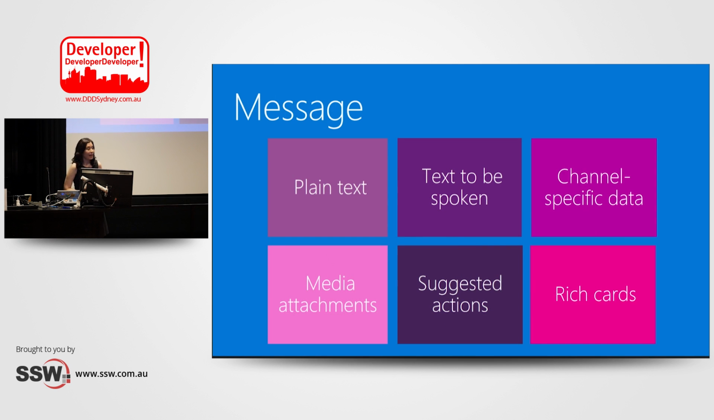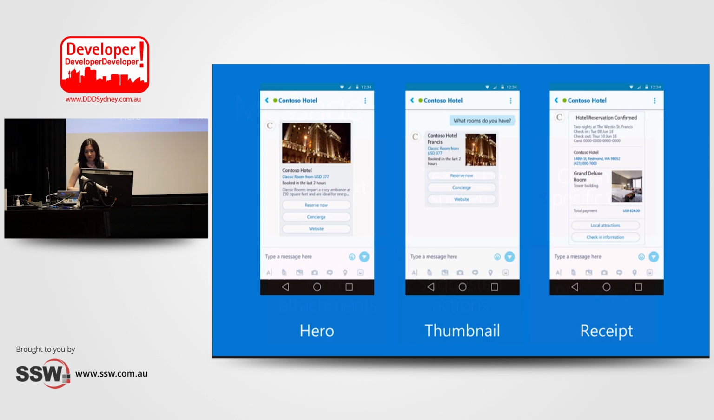And a message can be text or richer content like an image, audio, or video, or it can be something channel specific like sending a sticker in Telegram. Or it can be a rich card. A rich card is a piece of information that can have text, images, and buttons, and it comes with different templates. These are the famous rich card templates that you can build with the Microsoft Bot Framework.